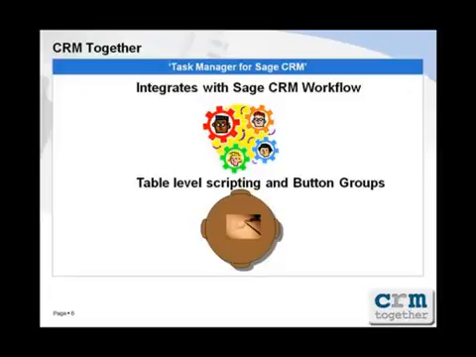You can also do table level scripting and also button groups. So you can publish buttons to the system. If you've seen how we do this with our Crystal Manager tool, a similar thing applies where you can publish a button to a screen in CRM via a button group, and you can tell it which task to execute or which process to execute.